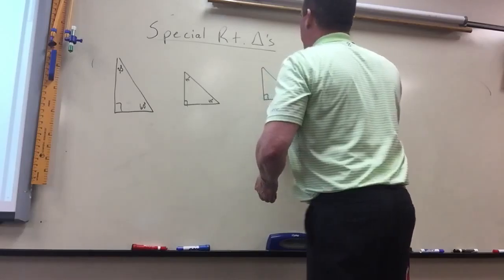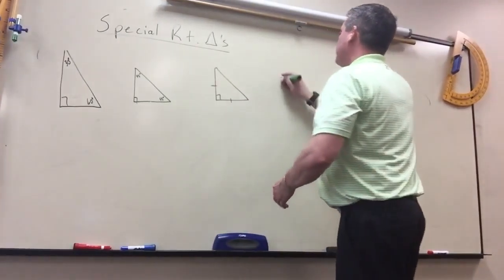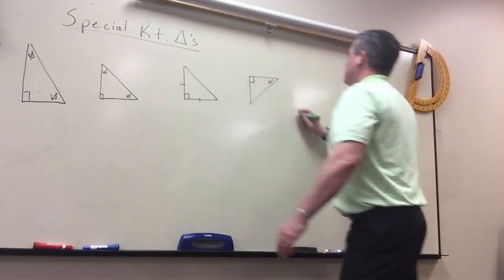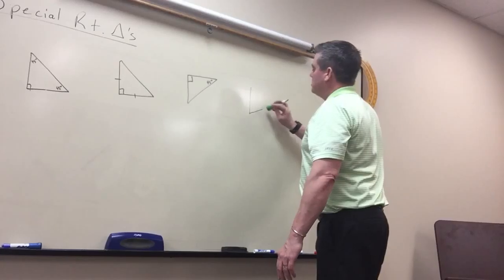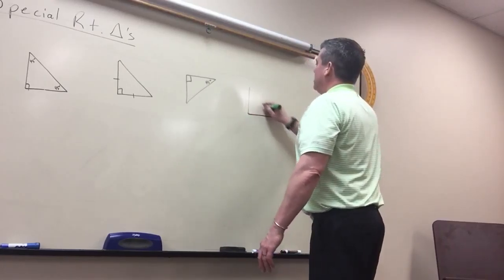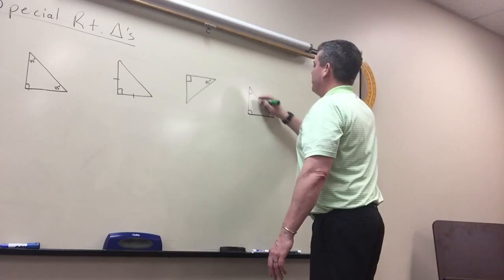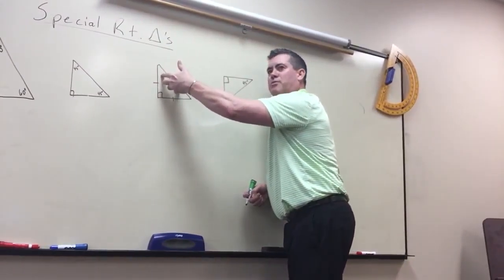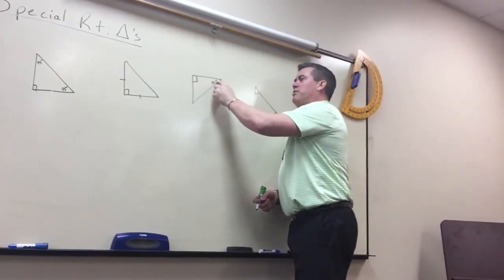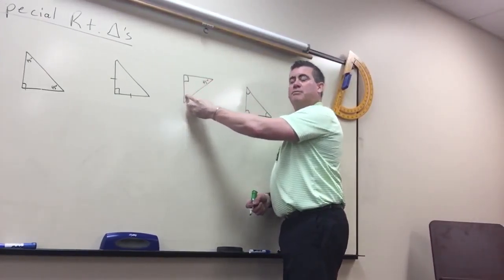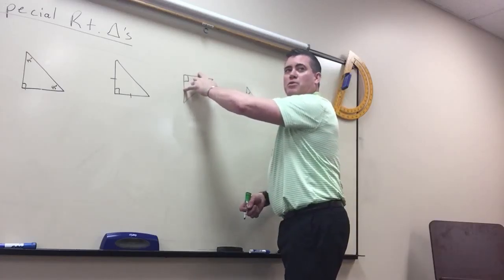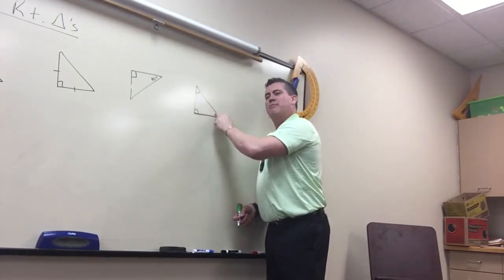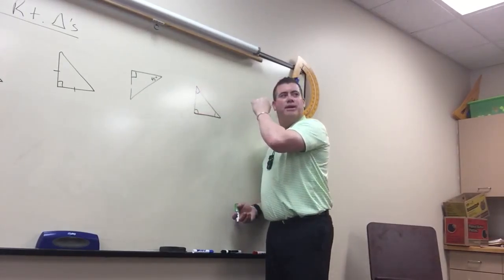When you have a 45, 45, they may draw it like this, or like this, or like this. They'll either tell you two sides are the same, which means you have to recognize these two are 45, or they'll just put one 45 in there, which means the other one has to be 45. So that means the two legs are the same, even though it's not marked. Or they have two angles marked the same, which means they have to be 45, which means these two sides have to be the same. Okay?